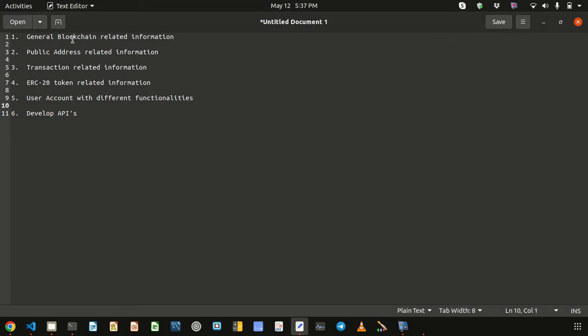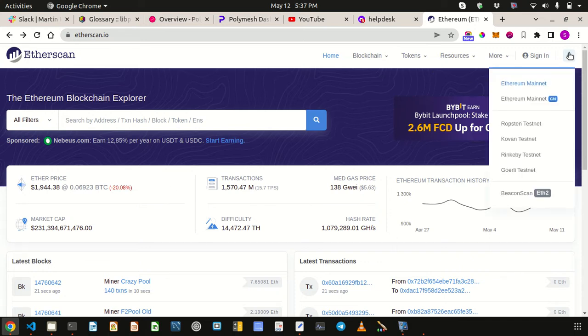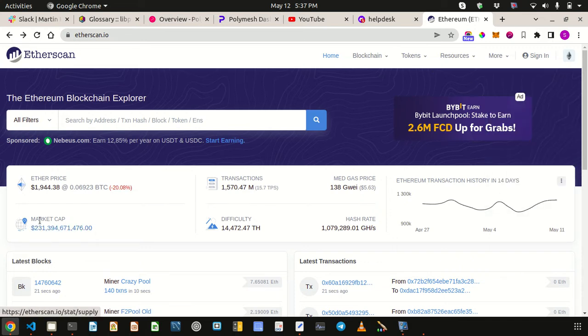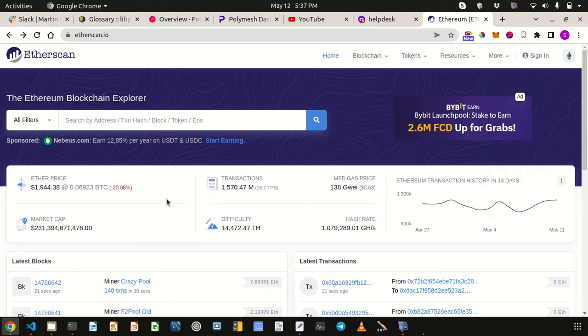Okay, so let's start with the general blockchain related information that you can get out of the Etherscan platform. If I switch to the homepage, you can see that there's a lot of information which is being displayed about the Ethereum blockchain. One thing you should notice is that I'm connected with the Ethereum main network, so this information is being displayed for the main Ethereum network. But I can switch to other networks, which are mainly the test networks. So you can connect with the Ropsten test network, Goerli test network, Rinkeby test network, and other test networks. But just make sure to note that there is only one main network. So I'm connected with the main network.